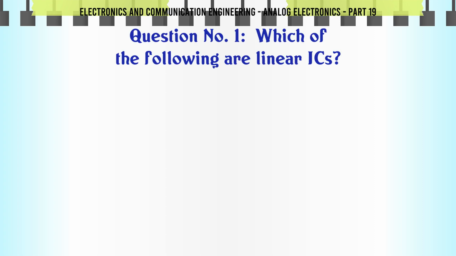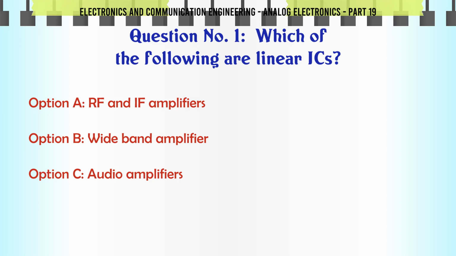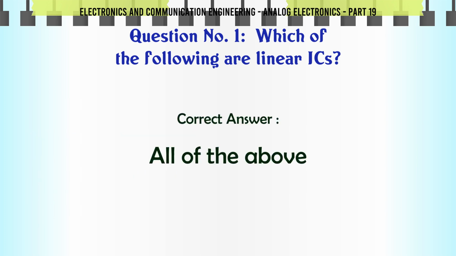Which of the following are linear ICs? A. RF and IF amplifiers. B. Wideband amplifier. C. Audio amplifiers. D. All of the above. The correct answer is all of the above.